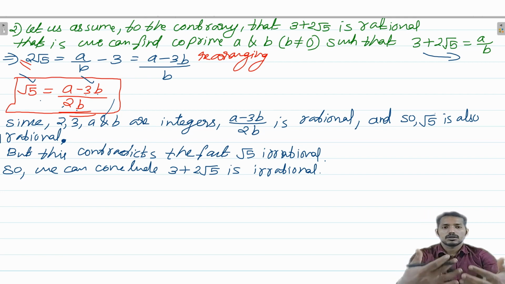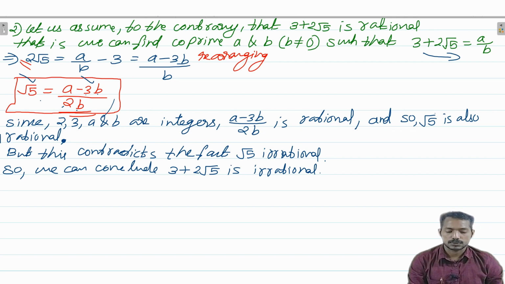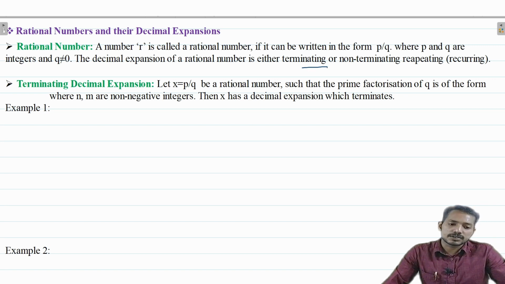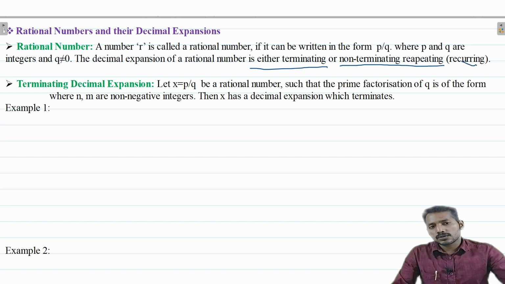Yeah, because once our assumption is wrong, then we can conclude the opposite. Okay, so this is regarding the proof of irrational numbers. Now we are moving to the next topic, decimal expansion of rational numbers. In the case of rational numbers, in their decimal expansion, there are two possibilities: either terminating or non-terminating repeating, that is called recurring. In the case of irrational numbers, we already know that the expansion neither terminates nor repeats.